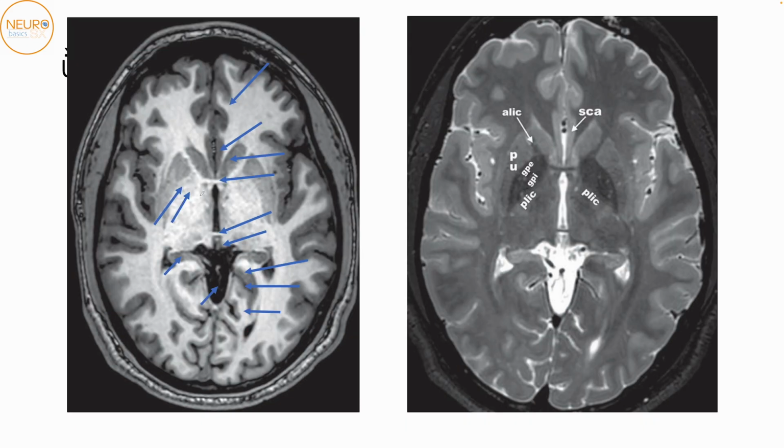Right, so you can see both of them very clearly in this image. This here is the anterior commissure, again T1 bright, and this here is the posterior commissure, which is also T1 bright. Okay, and they're quite hypointense on T2. So this is the anterior commissure and this is the posterior commissure on T2.